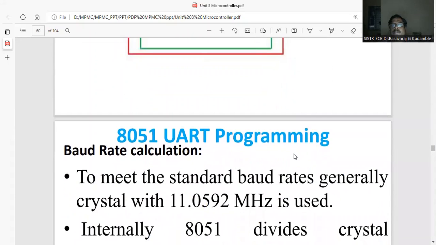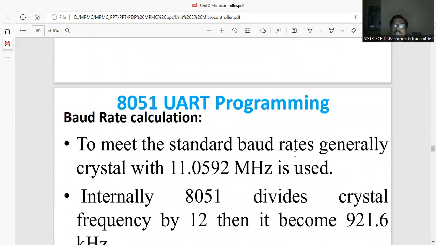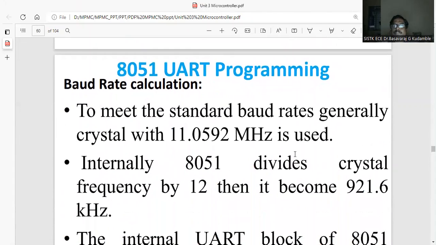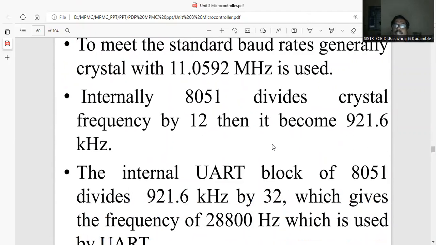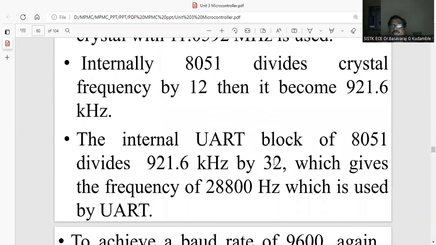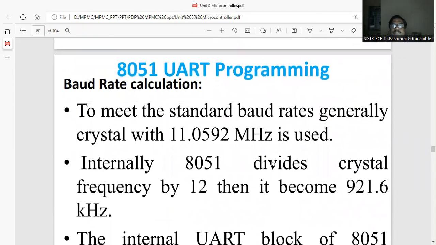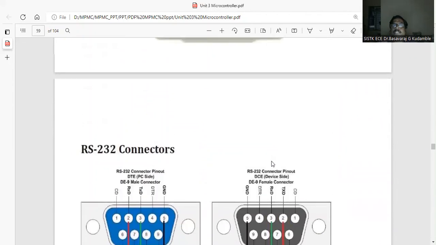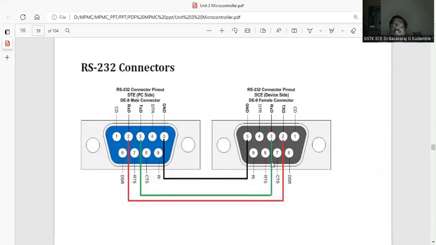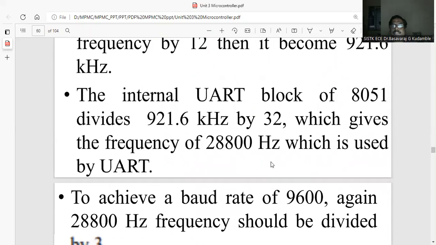Next. So for programming, as you know, similar to the timer, here also a clock of 11.0592 megahertz is used. In the timer it is divided by 12, but here once again it is divided by 32 before applying the clock input to this UART. UART is a universal asynchronous receiver and transmitter. This device is inside, a part of the 8051 microcontroller, the serial communication device.